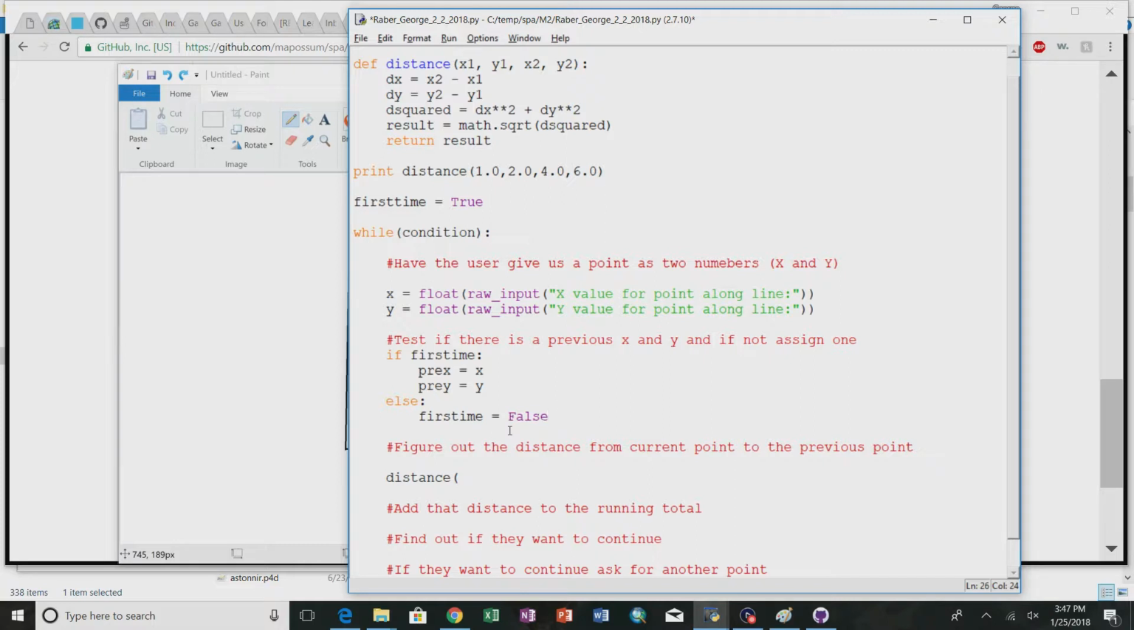So now, the second time through this loop, first time will equal false. Whereas the first time through the loop, it equals true. So anytime it gets to this line, it'll execute it, and then if it's not the first time through, it'll equal false. Actually, I've noticed a logical error. What happens the second time through the loop?